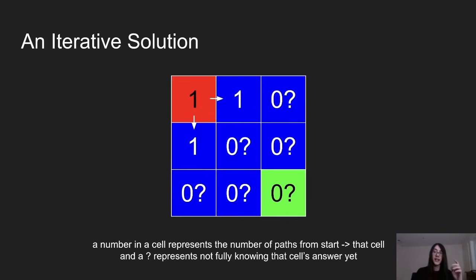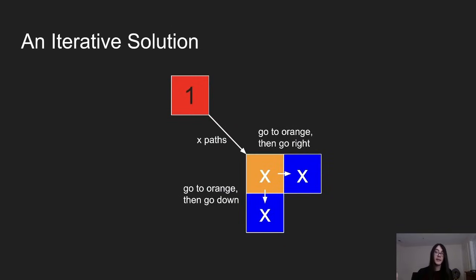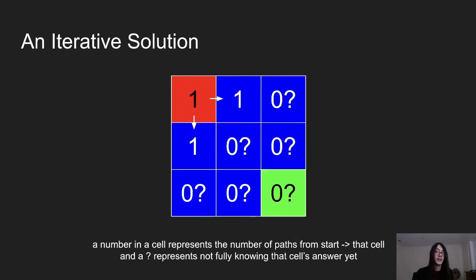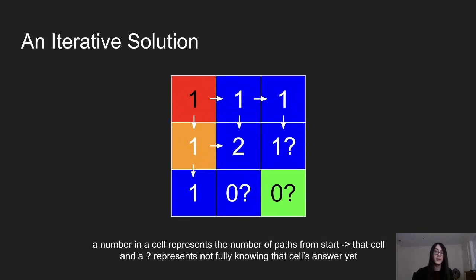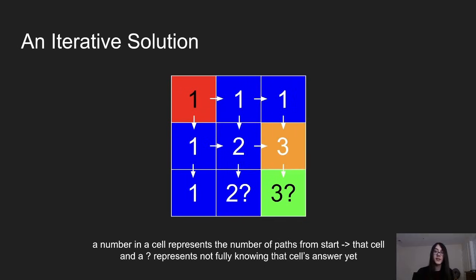And we can process every cell like this. For each cell, figure out how many paths end at this cell. Let's call it x. Then if we go down, we know that x paths go through the orange cell and then go down. So we should add x to the downward cell, and do the same for the rightward cell. x paths go to the orange cell and then go right. So let's just run through this whole example really quickly. Each cell will be orange, and we will push out the number of paths from the orange cell to its neighbors.